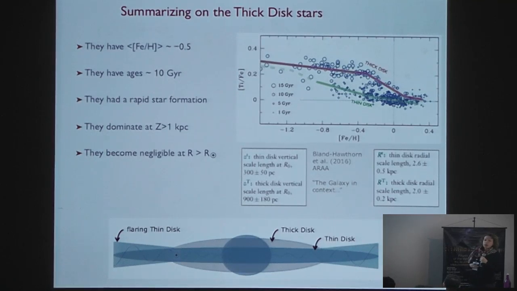So a sketch of our galaxy will be something like this. We have a thin disk that flares up. We will see this maybe tomorrow. And the bulge in the center, and the thick disk that is thicker, as the word says, and older, had a fast star formation, but it doesn't extend outside the solar circle. This will be the sun, more or less.